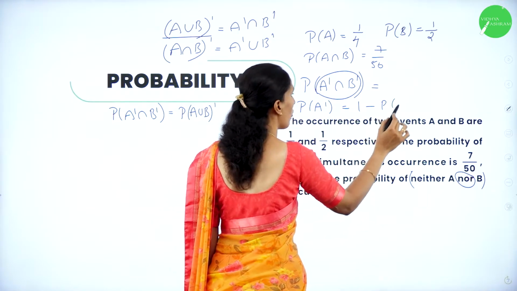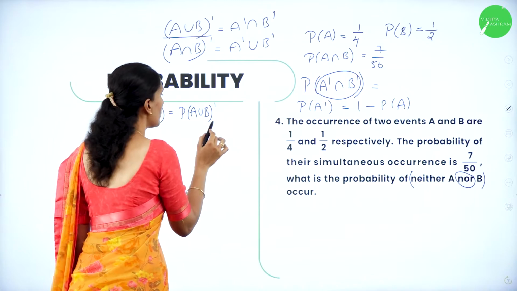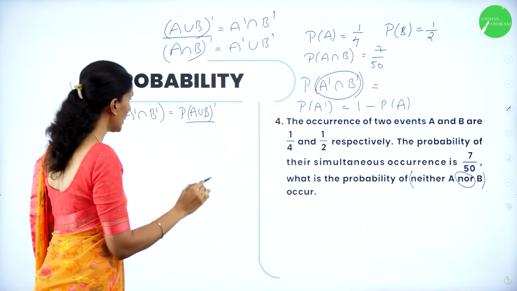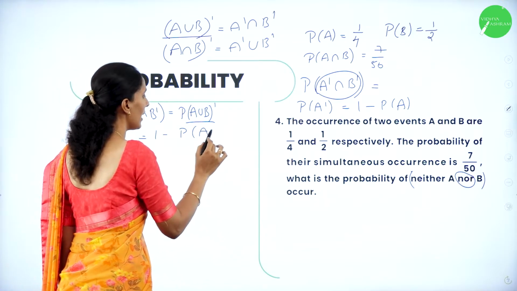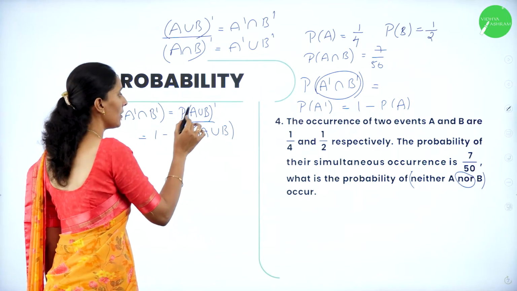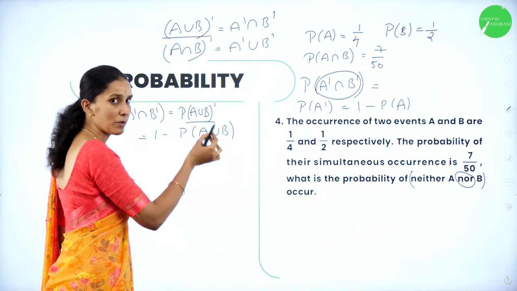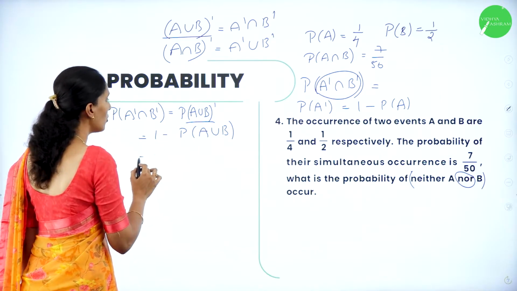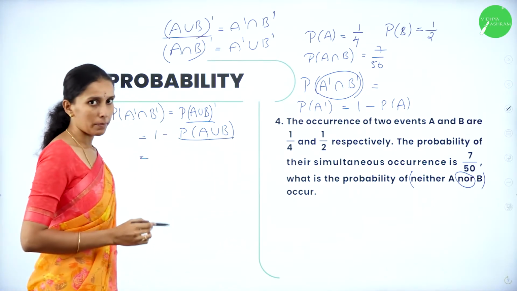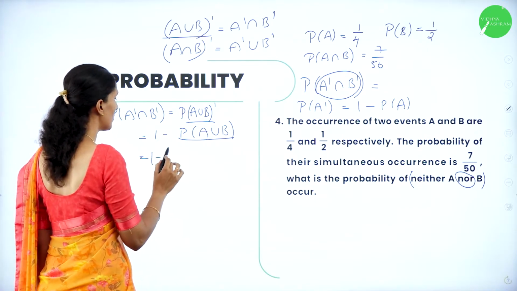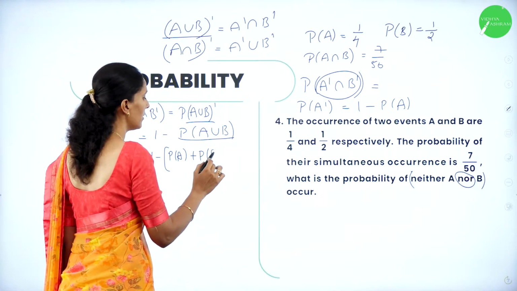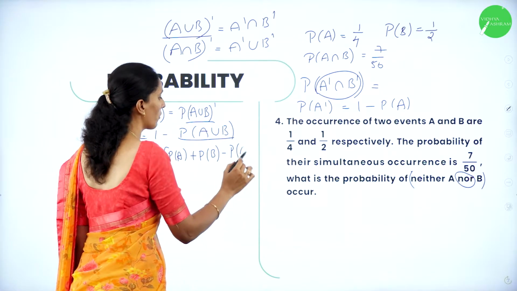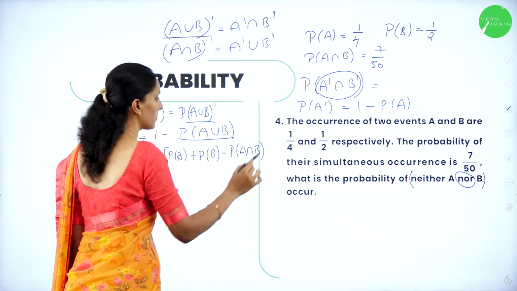Again, I am using the complementary property, that is any set which is a complement can be written as 1 minus P of A. Since you have A union B whole dash here, I can write this as 1 minus P of A union B. P of A dash is equal to 1 minus P of A, the same property. I know the formula for P of A union B. That is P of A plus P of B minus P of A intersection B.